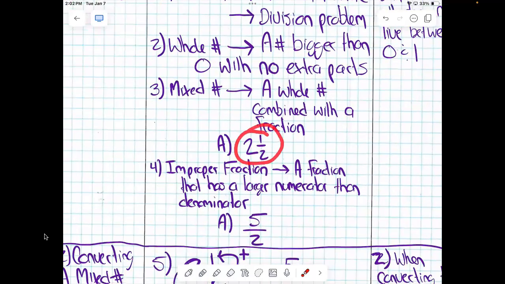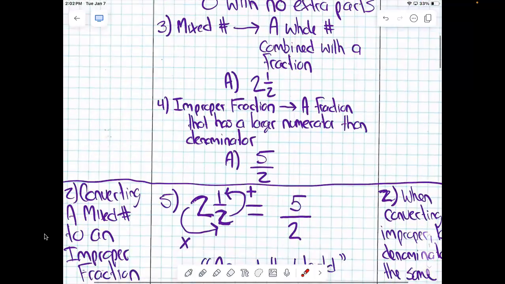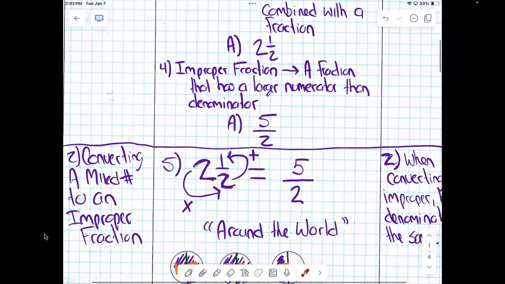What kind of number is this? Mixed number. And then what kind of number is this? Improper fraction. This is new though. Improper fractions are fractions. But what is the difference between the numerator and the denominator? The numerator is larger than the denominator. We're used to the numerator being smaller than the denominator, right? Yes. But in this case, it is larger. And that's what an improper fraction is.